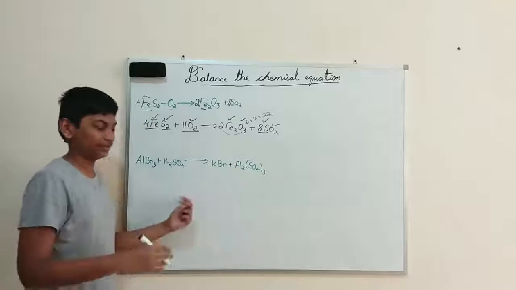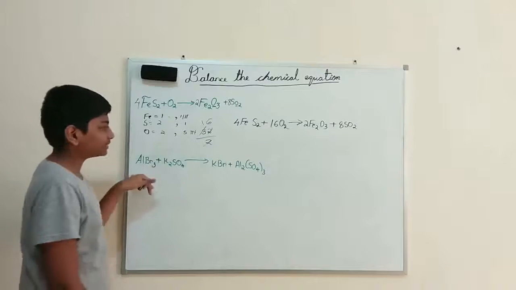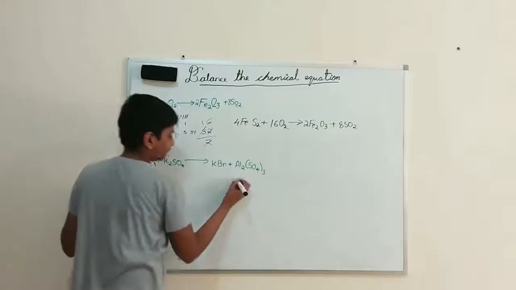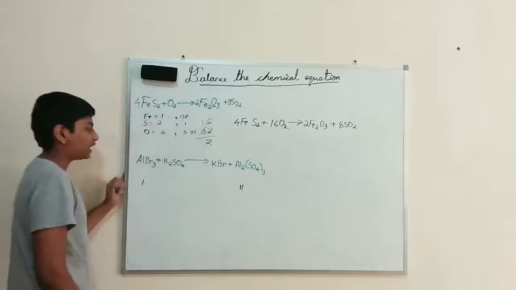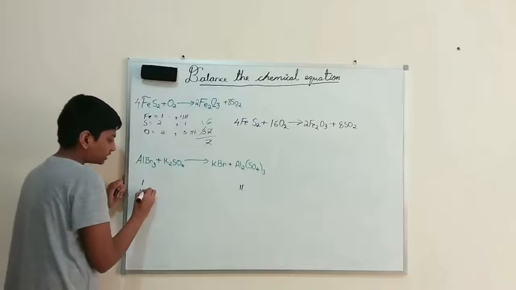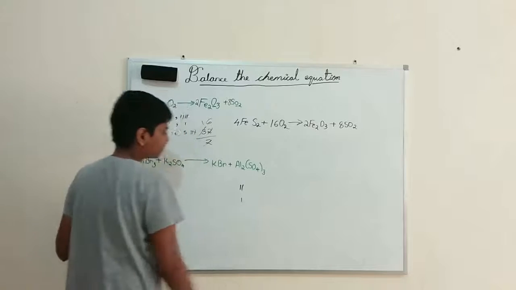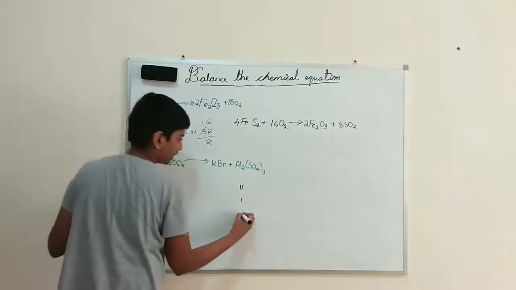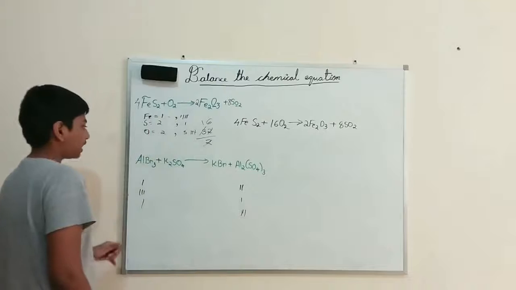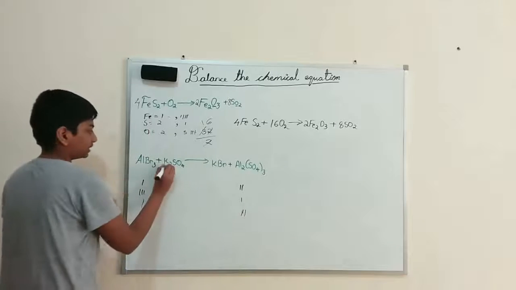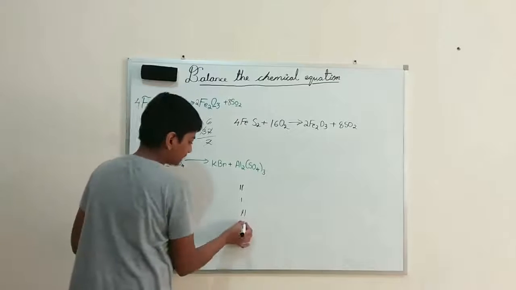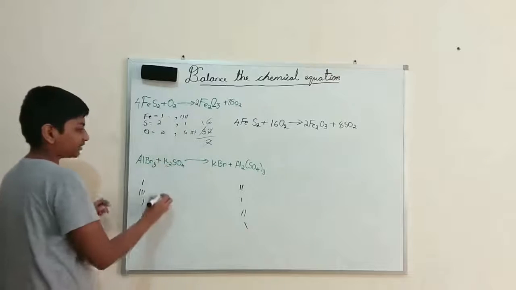Now let's solve the second one. Aluminium bromide. So how many aluminiums are over here? Here we have 1 aluminium, and here we have 2 aluminium. And how many bromides? 3 bromides, and over here just 1. And SO4 is only 1, but here we have 3 SO4s. Okay, I guess one more thing is there, potassium. Potassium over here, there's 2 potassium, here there's only 1.